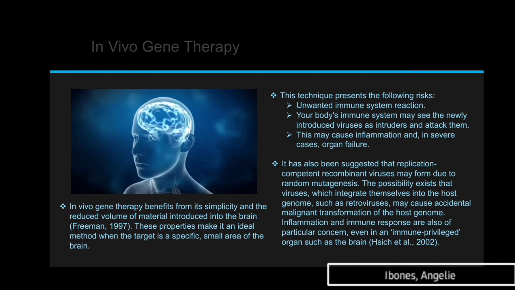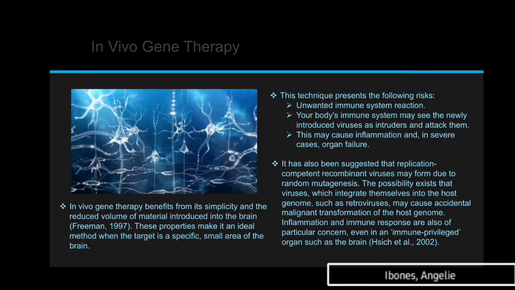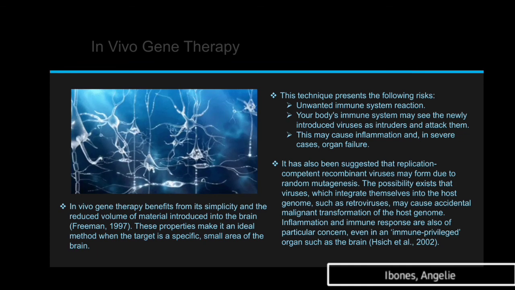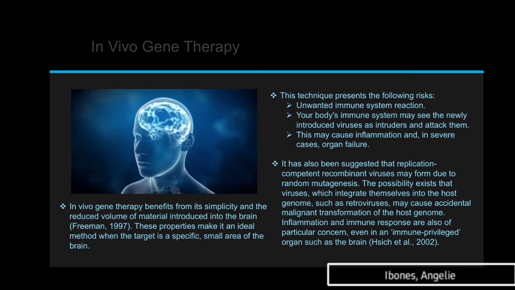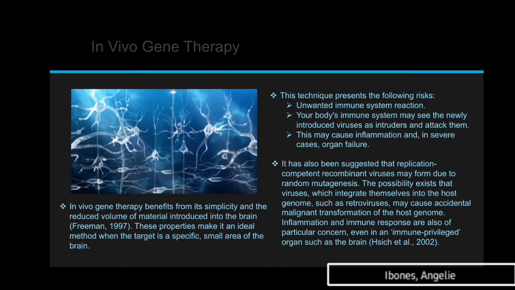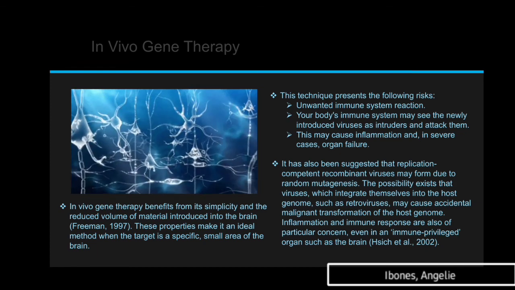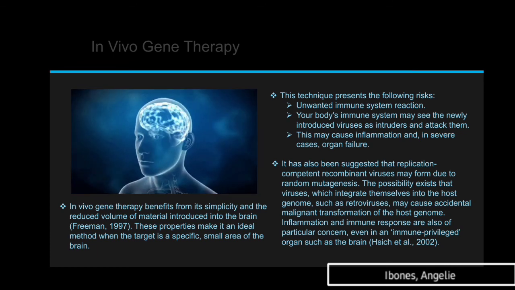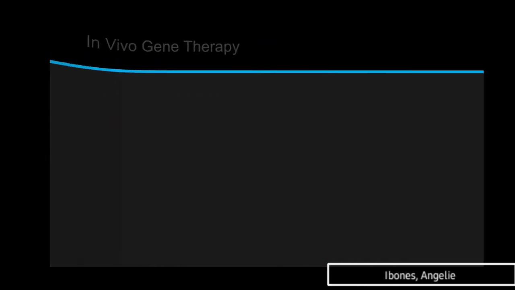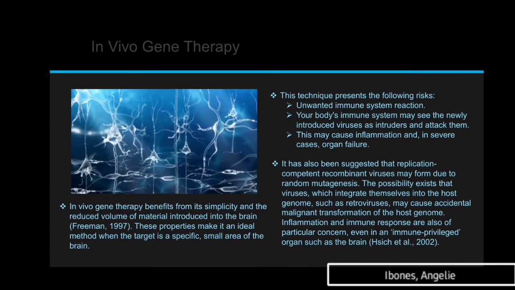It has also been suggested that replication-competent recombinant viruses may form due to random mutagenesis. The possibility exists that viruses which integrate themselves into the host genome, such as retroviruses, may cause accidental malignant transformation of the host genome. Inflammation and immune response are also of particular concern, even in an immune-privileged organ such as the brain, according to Hisht et al. in 2002.